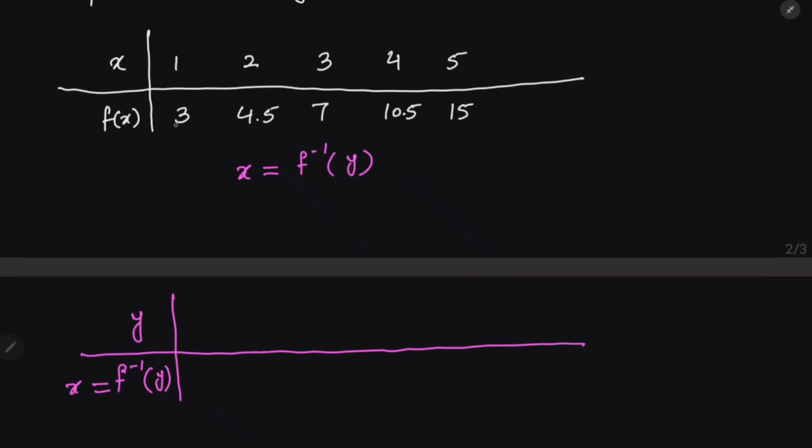So when this y is equal to 3, we have x is equal to 1. When y is equal to 4.5, we have 2. When y is equal to 7, we have 3. Sorry, it should be 7 and it should be 3. And this is 10.5, then we have the value 4. When y is 15, then we have x is equal to 5.